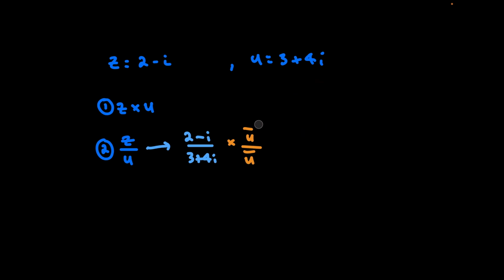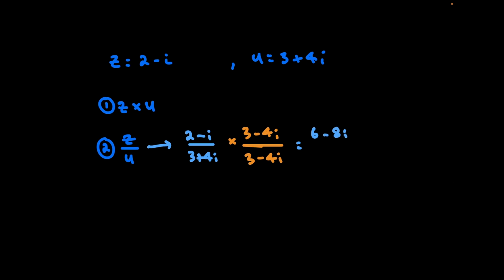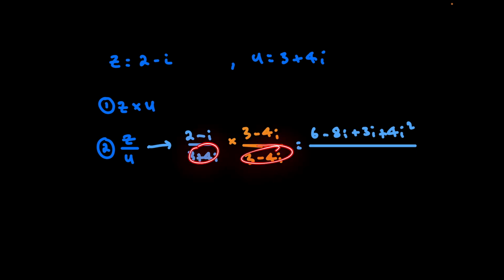So in this case, we're simply just going to times the top and bottom by 3 take 4i. So let us now work out what this actually equates to. So on the numerator, we can use our distributive law, like we did before. So that would be the same as 6 minus 8i plus 3i, and then plus 4i squared, all over, and on the bottom we have the difference of two squares.